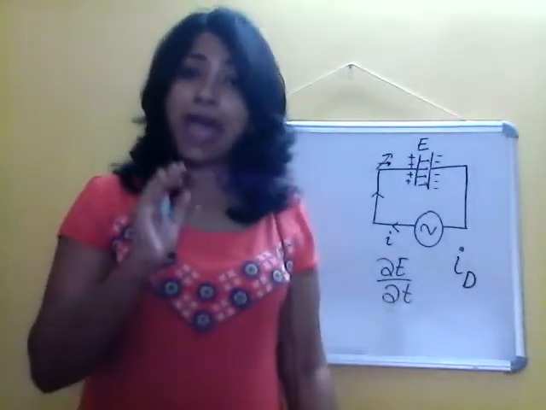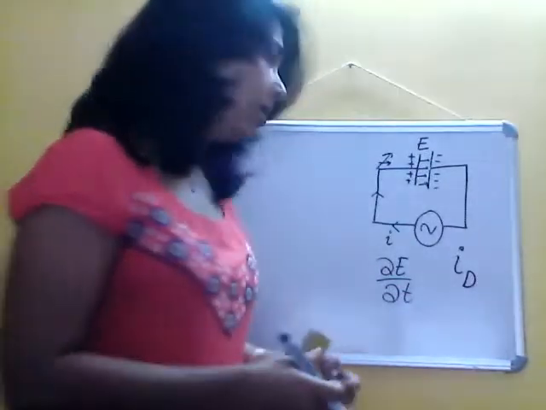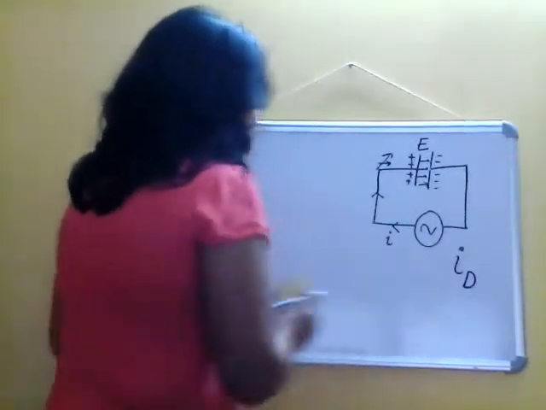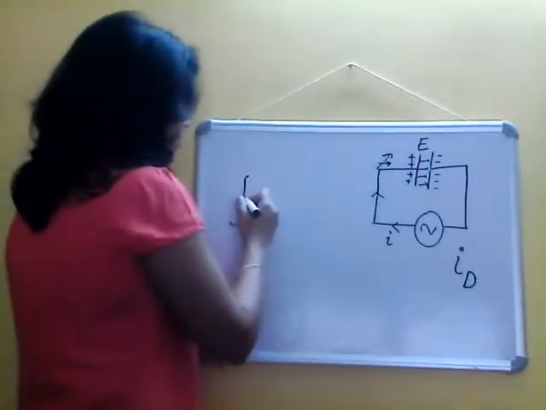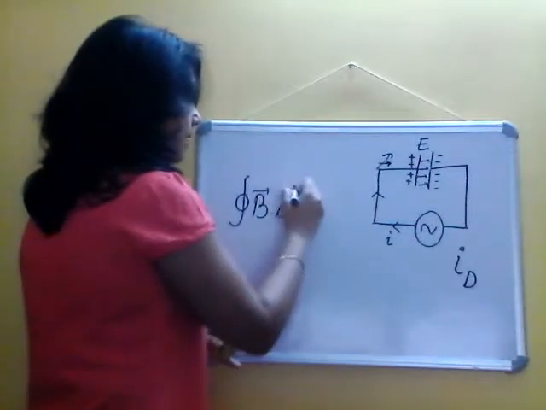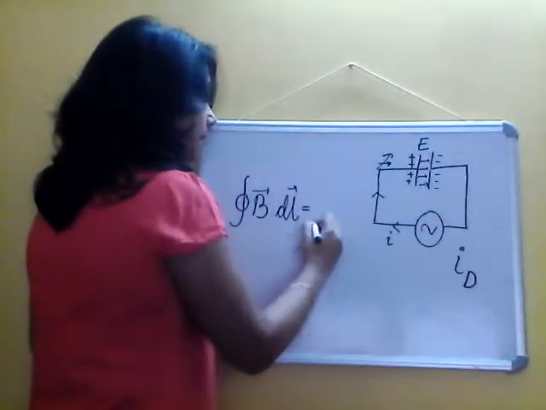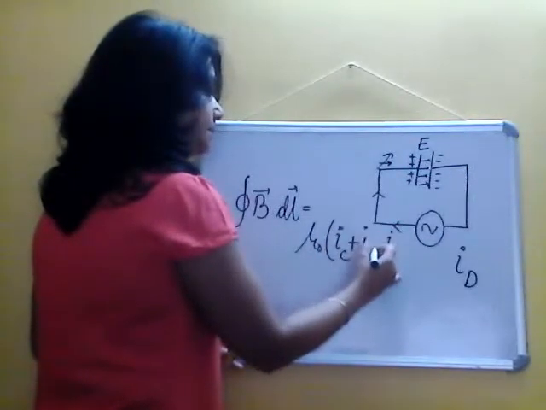All right. So as per this modification given into the Ampere's law, Maxwell wrote the new modified Ampere's law as B dot dl is equal to mu 0 (IC plus ID).